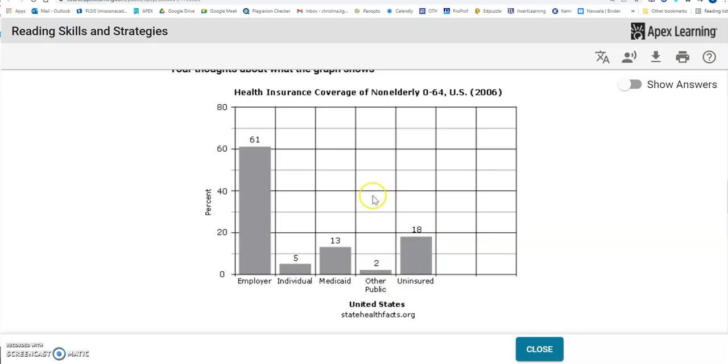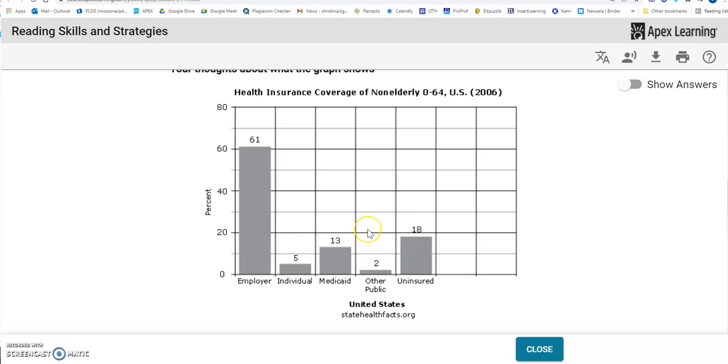But how do we read this? The first thing you want to do is look at the title. Health insurance coverage of non-elderly age 0 to 64 in the US in 2006. The title is very important because it tells you what the graph is about. Reading the title, I know this graph is going to tell me how many non-elderly or not old people have health insurance. That helps me understand all these numbers.